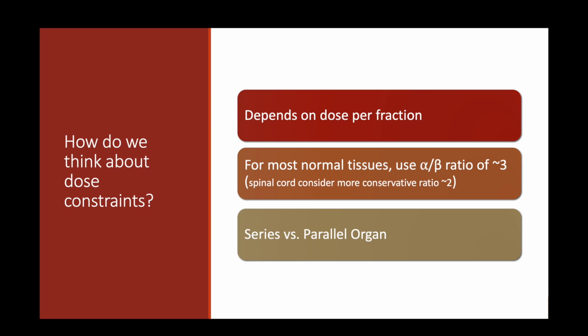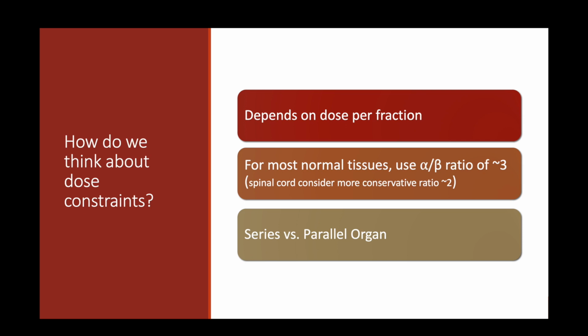So when we do that, it's really important to consider the alpha-beta ratio of the tissue that we're treating. For most normal tissues, the alpha-beta ratio is going to be around 3. Now, this is a very general approximation. It is hugely oversimplifying complex radiobiology. In reality, there are radiobiological experiments for different organs, and all of these alpha-beta ratios vary slightly.